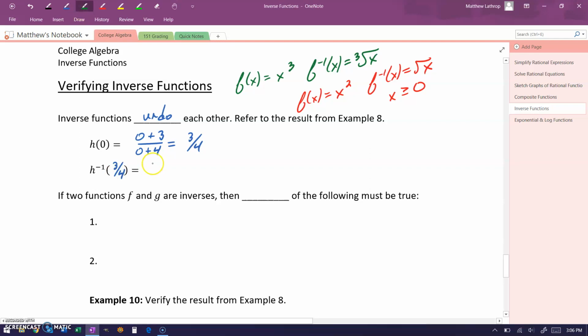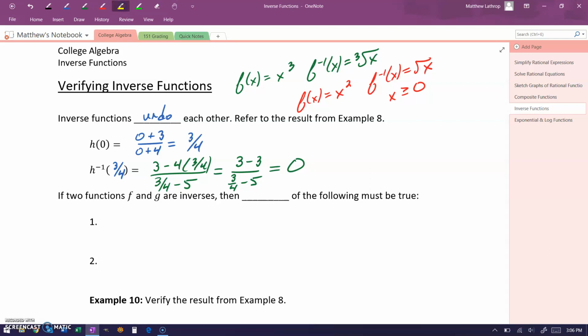we would get 3 minus 4 times 3/4 all over 3/4 minus 5. This would reduce down to 3 minus 3 over 3/4 minus 5, which we're not concerned what that is, because in the numerator we get 0, and 0 over anything would give us 0.